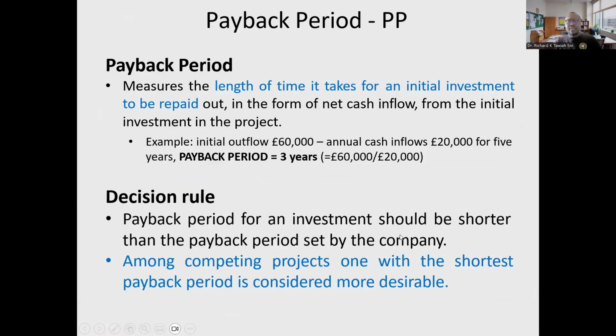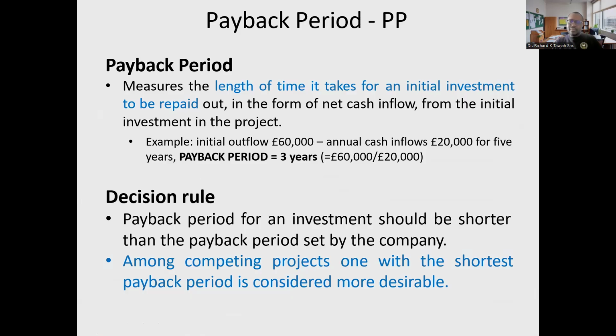Like I said, it takes the amount of time for the initial investment to be repaid in terms of cash flow. So we'll take an initial example. Let us say that the initial outflow is 60,000, and then there are annual cash inflows of 20,000 for 5 years. The initial year we normally say is year zero. So in year zero, I invested 60,000. Year one, I got 20. It's left with 40,000. In year two, I got another 20. It's left with 20,000. In year three, I got another 20.